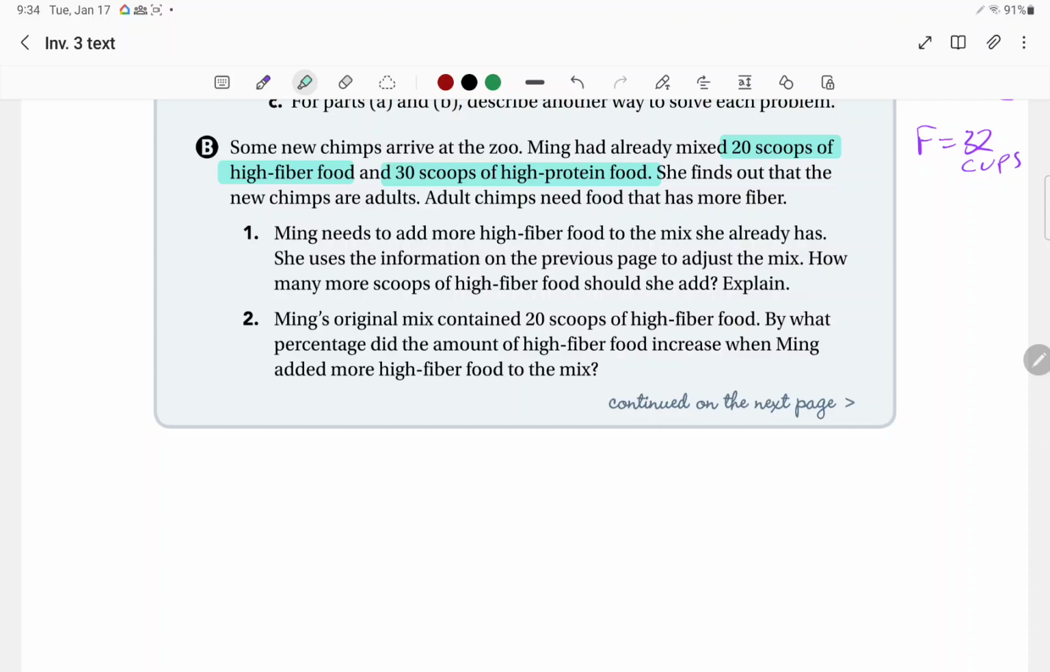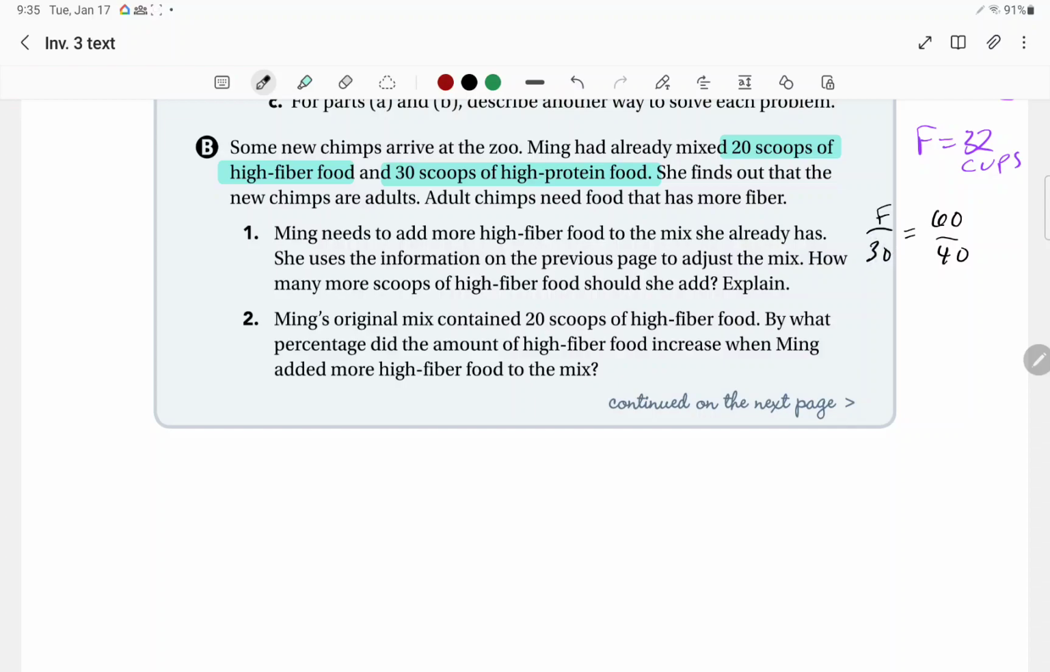So if we take a look at number 1, Ming needs to add more high fiber. So she's already added 30 scoops of high protein food. So we don't know how much more fiber that we're going to need to add. So let's set up a proportion, right? The easiest way to do that. Well, if you think about the relationship between high fiber and high protein, so you know that fiber to protein for these adults is 60 to 40. Okay, well, let's say we know that she put in how many? 30 scoops of high protein. So let's plug that in there.